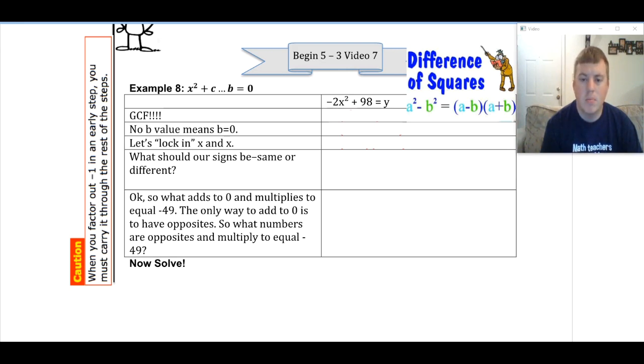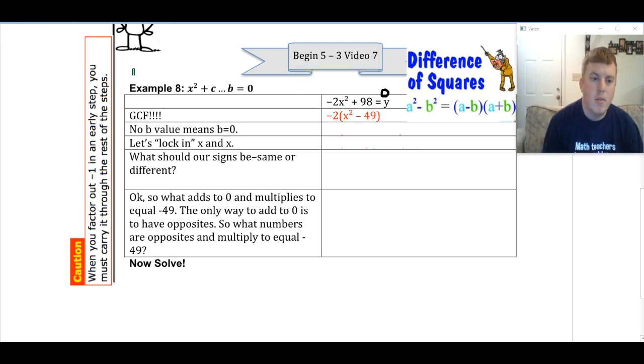Negative 2x squared plus 98 is equal to y. Remember, the first thing we want to do is always set this equal to 0. And then the very second thing that we're going to want to do is check for a GCF. In this case, both of these numbers are even numbers, so we know that we can pull out a 2. And we also don't like having a negative in front of our x squared term, so we're going to go ahead and pull out a negative 2 from this. And when we factor that out, it's going to leave us with a negative 2 times x squared minus 49.